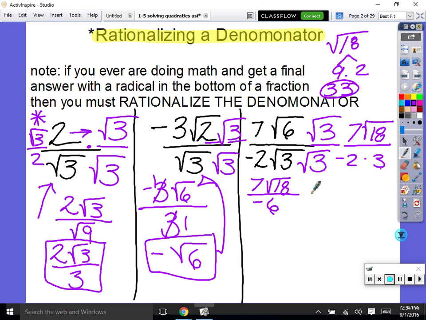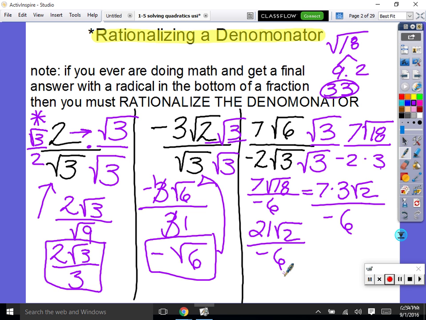So this became 7 times, not that, but 3 square roots of 2 all over negative 6. Isn't that 21 square roots of 2? 7 times 3 is 21 all over negative 6. Now you keep simplifying. Do both of those divide by 3? Yep. And we would never write a negative on bottom of a fraction. They just would not do it as a simplified answer. So I'm going to divide both of those by negative 3. This becomes 2. This becomes negative 7.